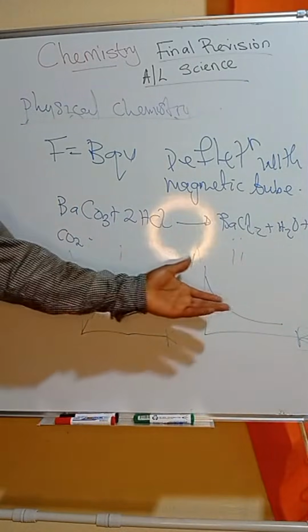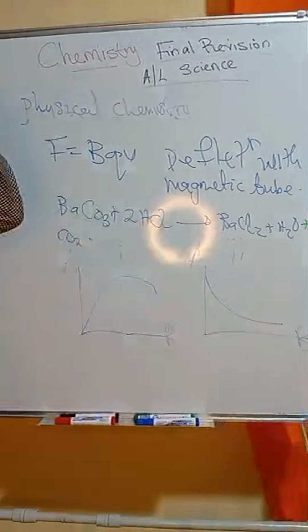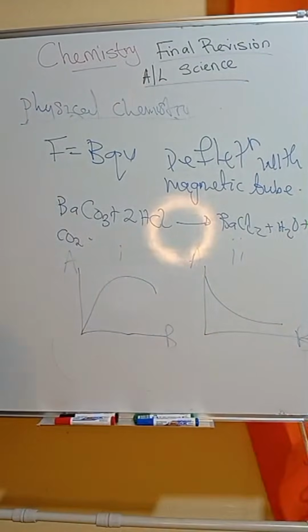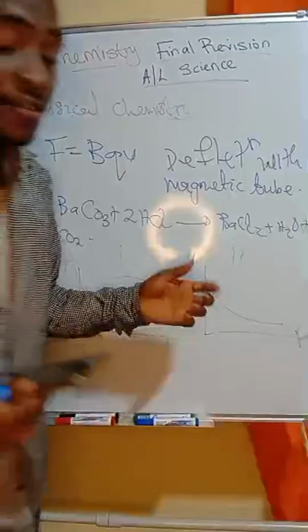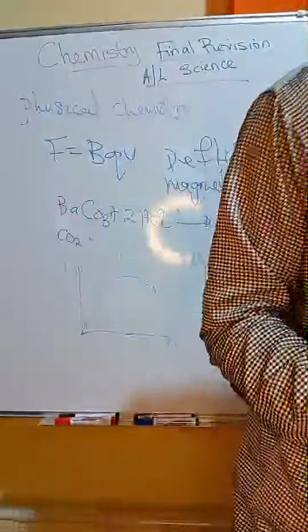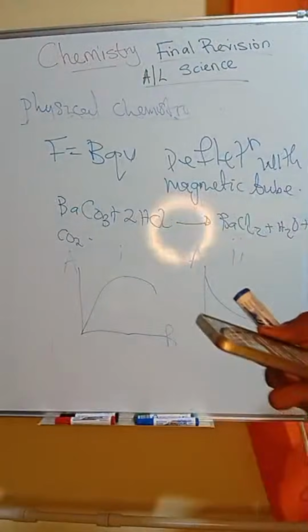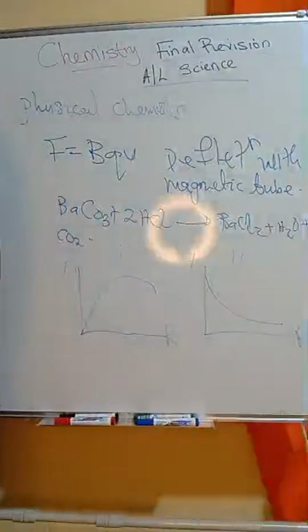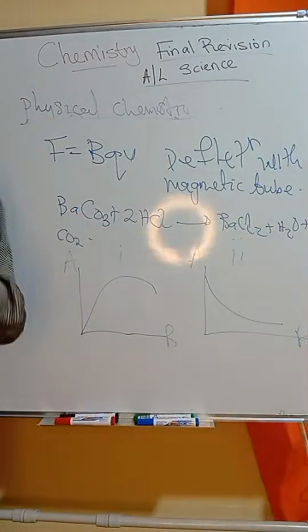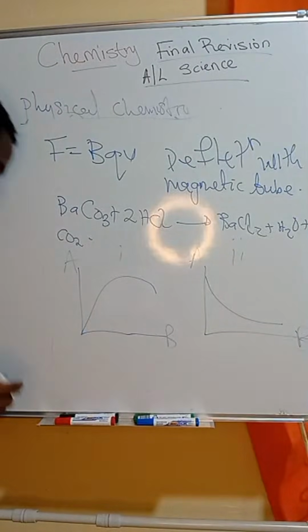When you see this thing in chemistry, what comes to your mind first of all? It should be the time constant, the half-life of every particle. So in experiment 1 and experiment 2, we are simply plotting the volume of carbon dioxide against time.